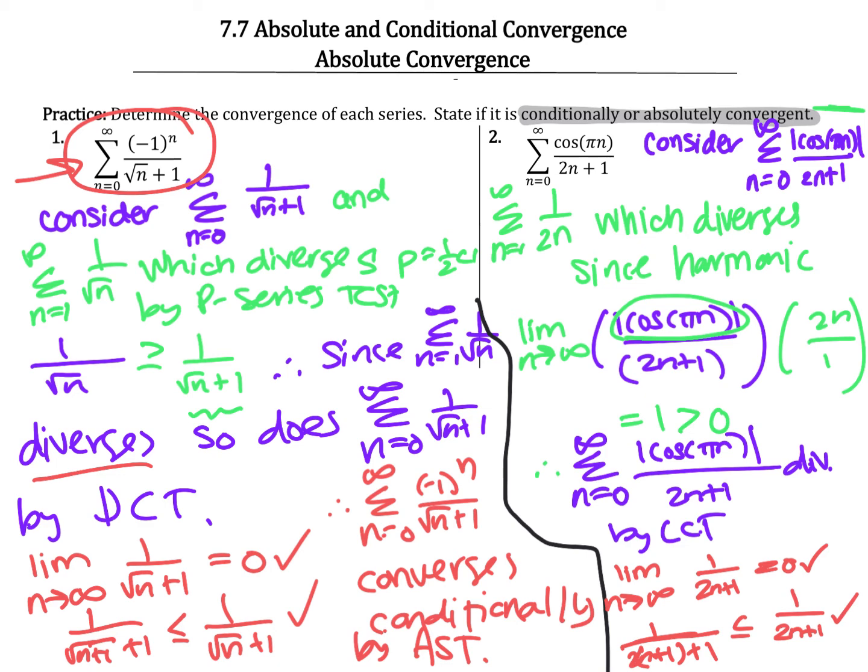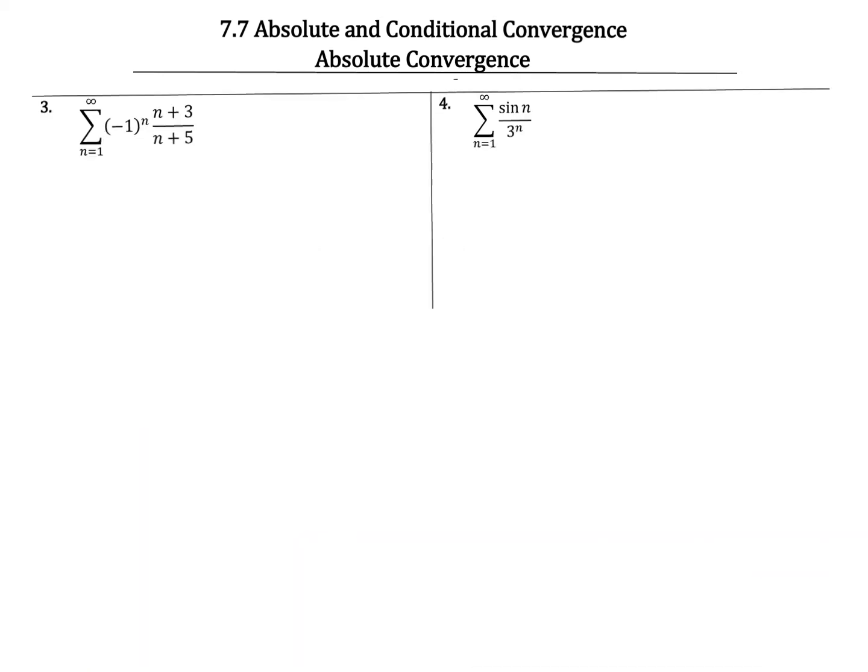The terms are behaving in the way I need them to. Therefore, and I'm out of room, so I'm just going to squeeze it in the middle. Therefore, this series is going to converge conditionally by the alternating series test. Let's work through a couple more examples and then we'll wrap up this video.